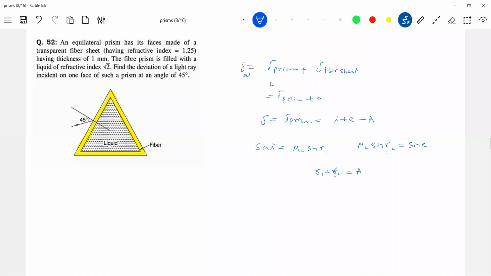I'm just sharing the idea. Answer given is 30 degrees something. Check later on.